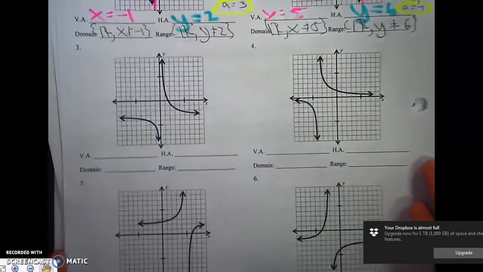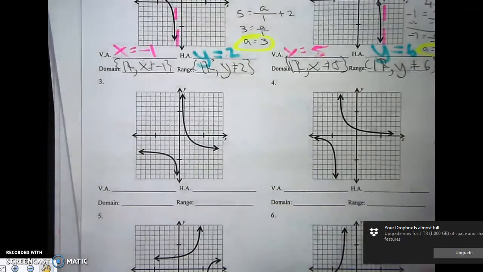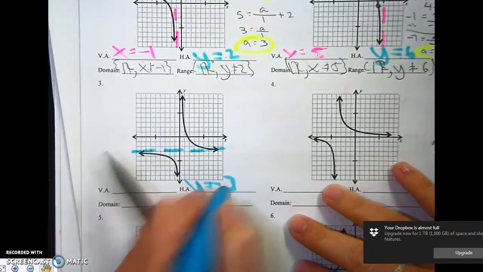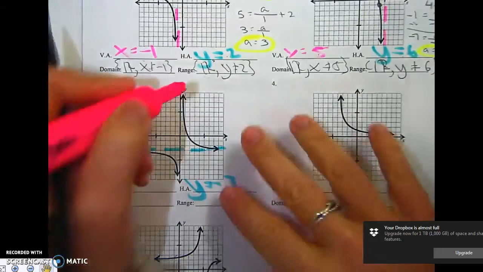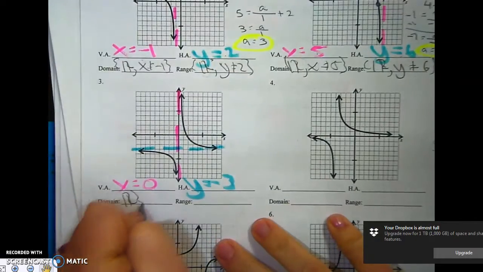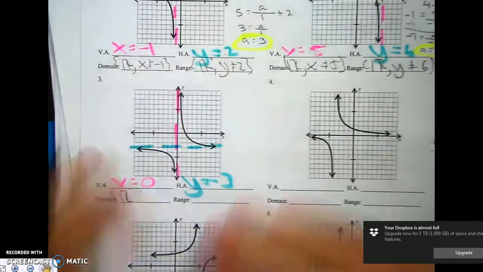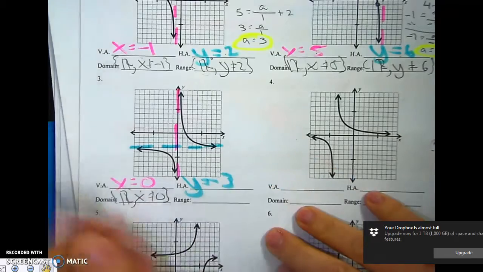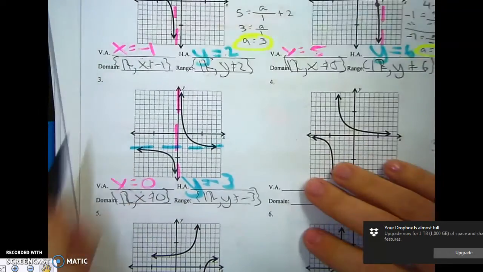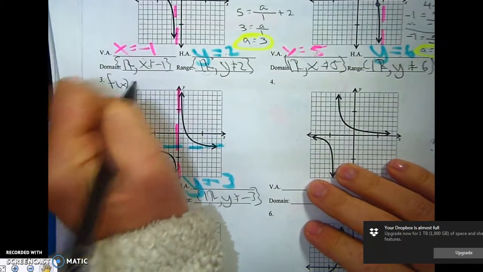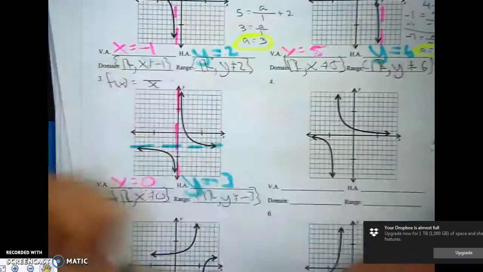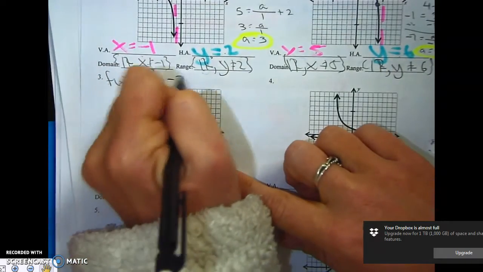Okay? So let's do number 3. Horizontal asymptote: y equals -3. Vertical asymptote looks like x equals 0. So let's go domain, all real numbers, but x cannot equal 0. Range, all real numbers, but y can't equal -3. Do my function f of x equals x on the bottom. You don't need to add 0, so it's just like that. I'll do a question mark over x.